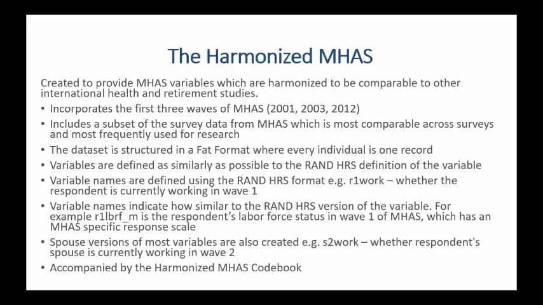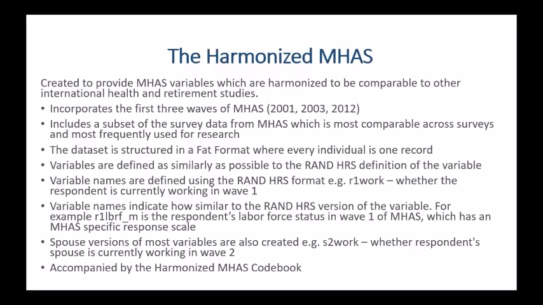So it's created to provide MHAS variables which are harmonized to be comparable to other international health and retirement surveys. Currently, the harmonized MHAS incorporates the first 3 waves of MHAS, that's 2001, 2003, 2012. It includes a subset of survey data from the MHAS, which is most comparable across surveys and most frequently used for research. So it does not include everything that is asked in the MHAS. What is always included is the unique identifiers that are used in the MHAS. So if there are variables that you want to use from the original MHAS data, you can of course link those to the harmonized MHAS and use those in conjunction with each other, which is often the best way to use them together.